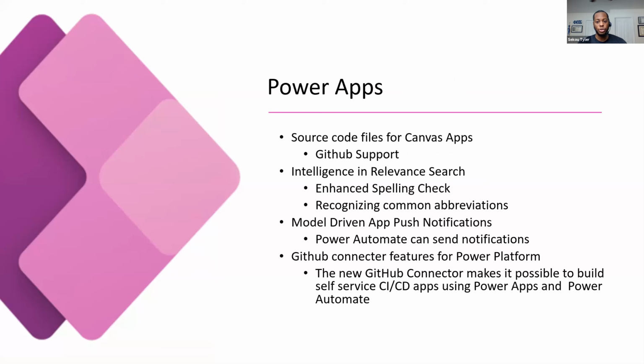Now there's also model-driven app push notifications. So now Power Automate can be leveraged to send you notifications depending on the rules and stuff that you set up. And then there's GitHub connector features for Power Platform.